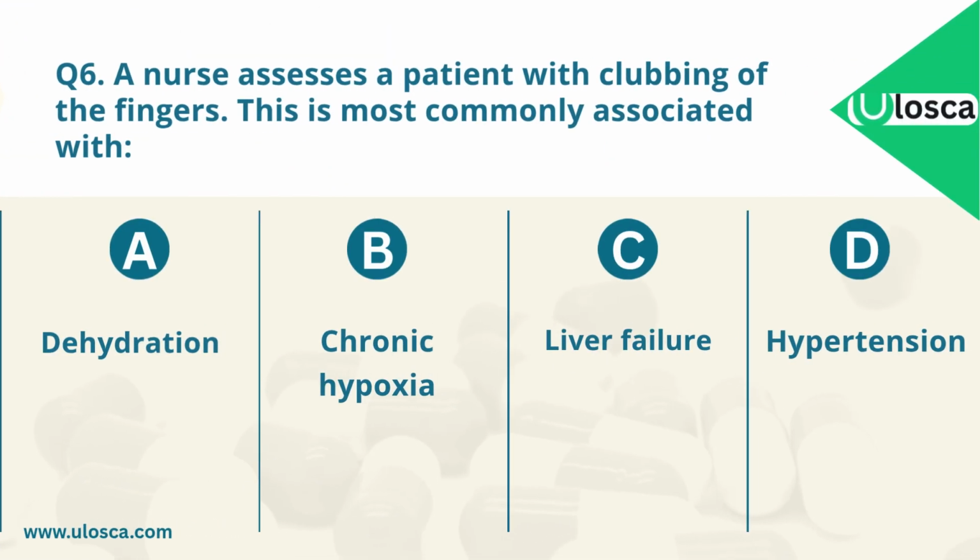Question 6. A nurse assesses a patient with clubbing of the fingers. This is most commonly associated with A. Dehydration. B. Chronic hypoxia. C. Liver failure. D. Hypertension. Which one is the correct answer?